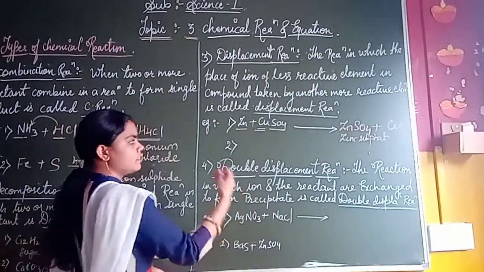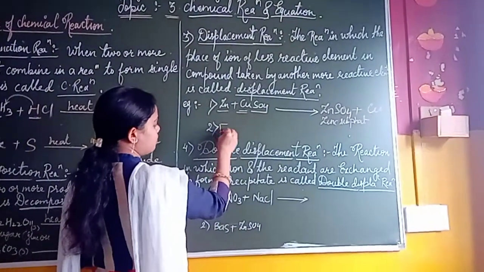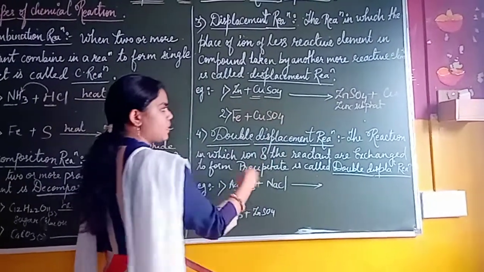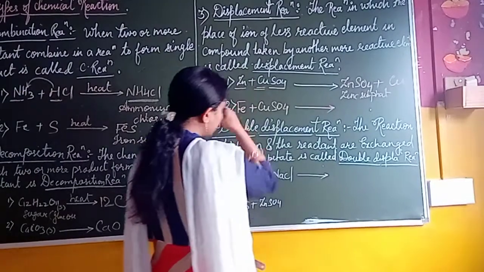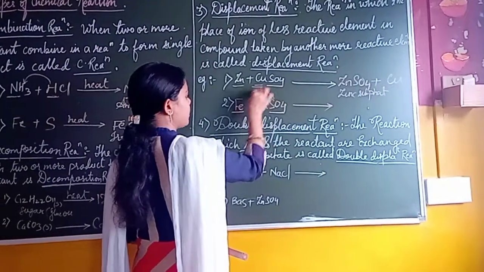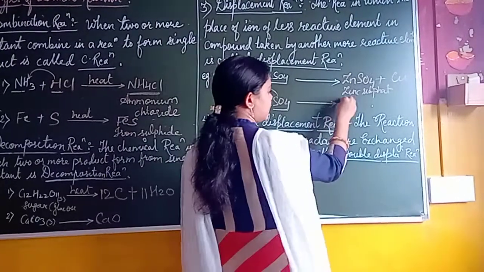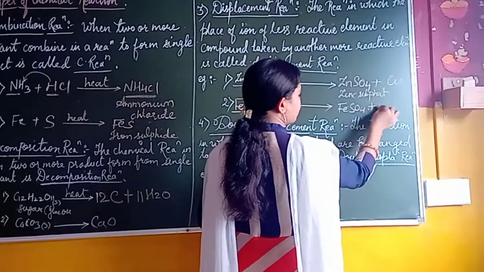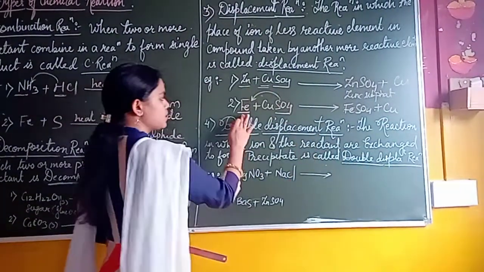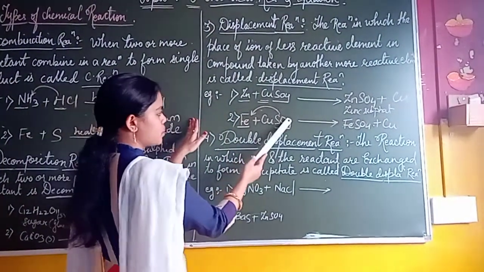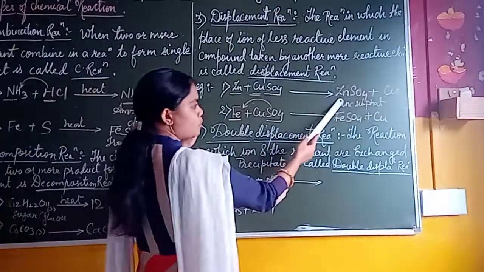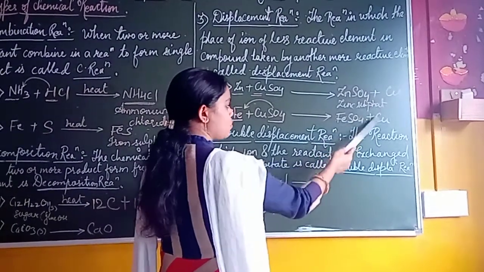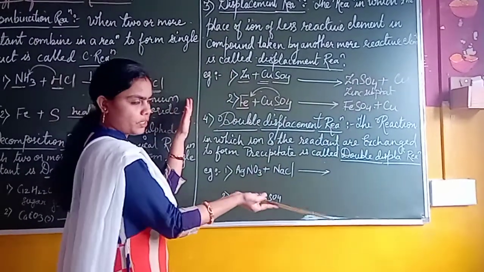In the same way we can take another example, iron. The symbol of iron is Fe, plus again CuSO4. After the reaction, Fe and SO4 combine and we get FeSO4, and the final product again is copper. This is displacement, changing position from one place to another. We get zinc sulfate and FeSO4, ferrous sulfate, and in both reactions copper is the end product.